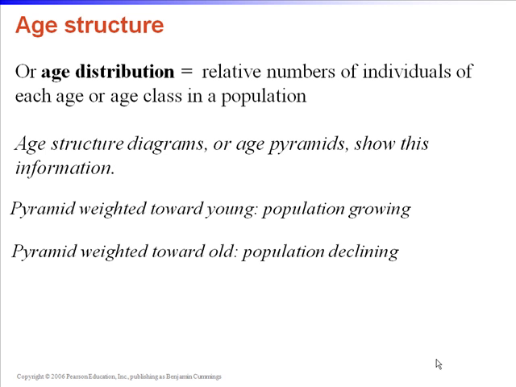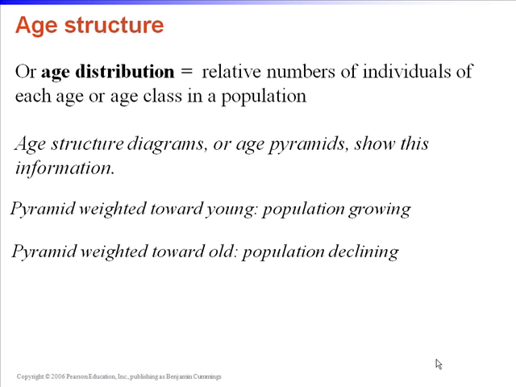Sex ratio can be combined together with the age structure to give us an idea of how the population will change in the future. The age structure describes the relative numbers of organisms of each age within a population. So we can classify them, put them into age classes. Age structure diagrams, or age pyramids, show this information.